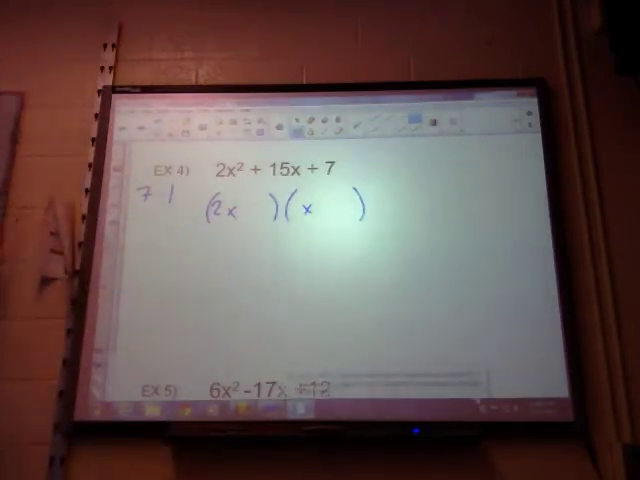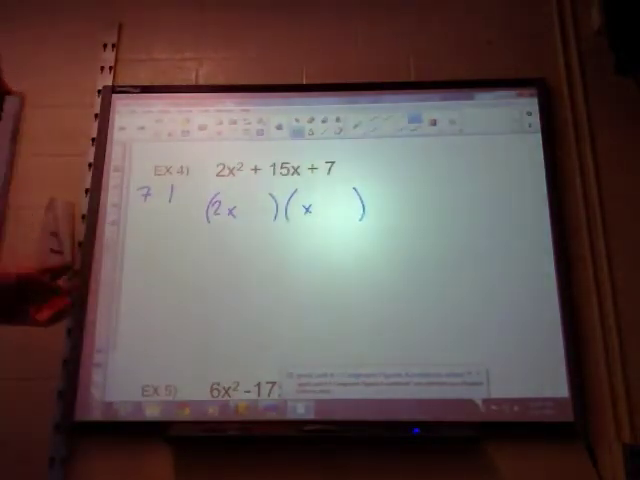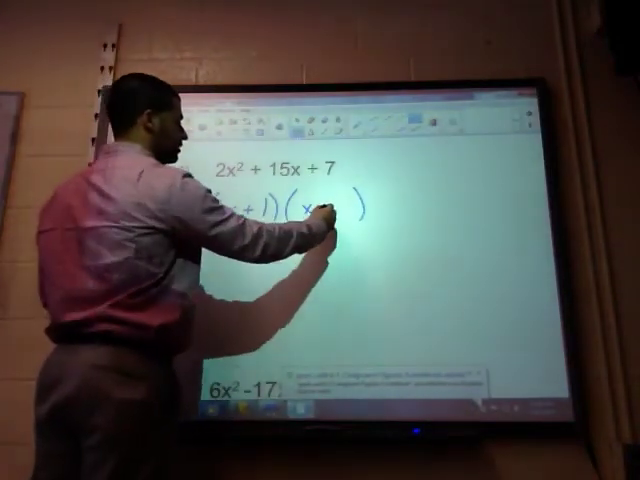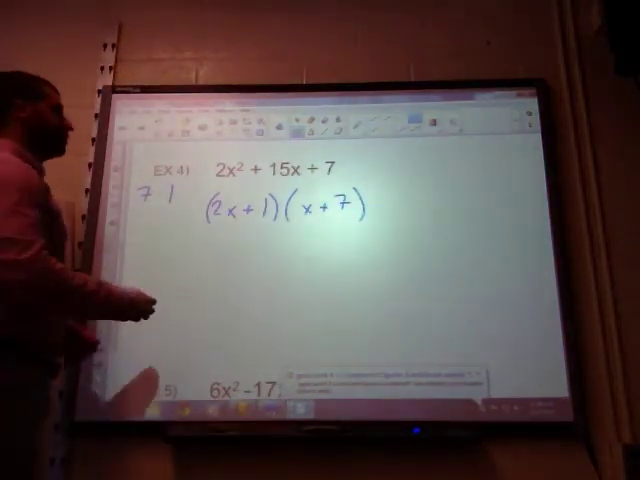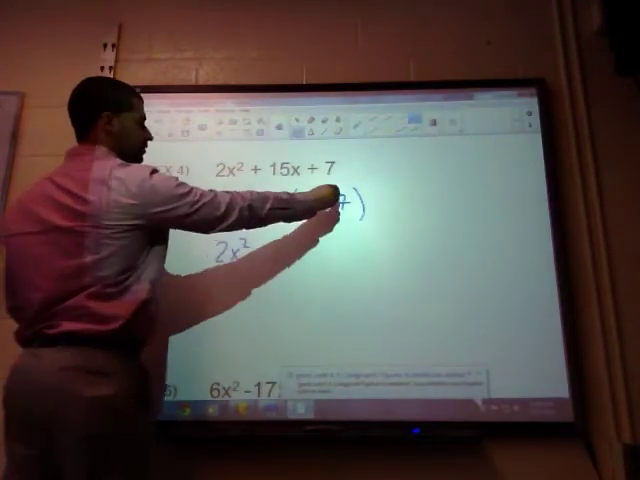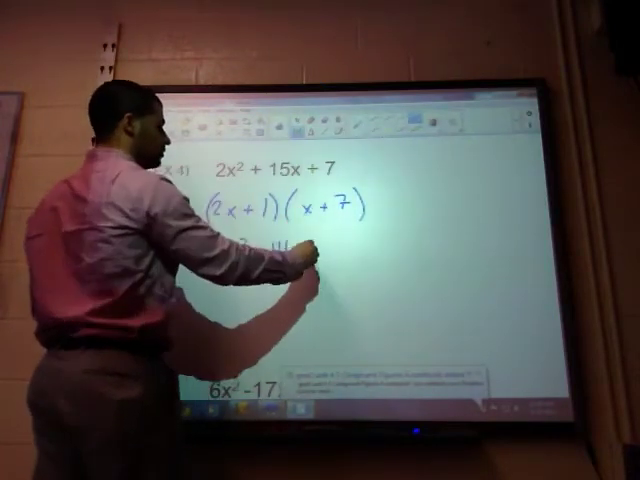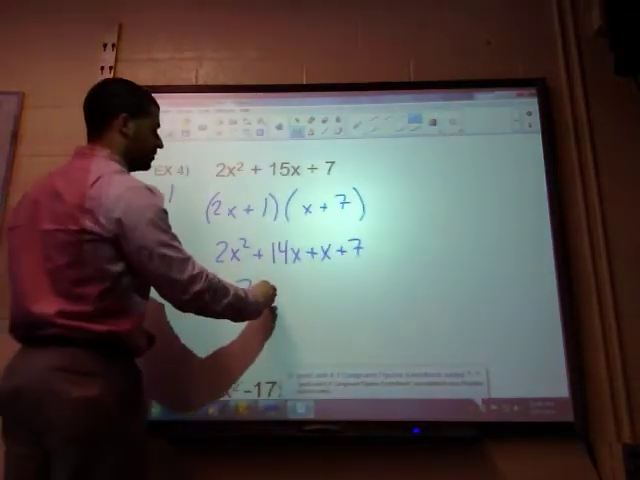So how do we get to 15? We need the numbers to multiply to 7, these last numbers, which they do already. We need them also to add to 15. So, let's see, if we do 2x plus 1 and x plus 7, will that work? If we multiply these like we do with our binomials, we have 2x squared, and then plus 14x plus x plus 7. And let's combine our like terms to see if we got back to where we're supposed to be.